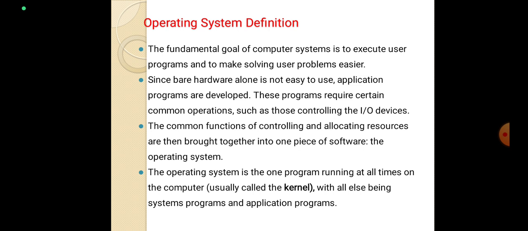The fundamental goal of computer systems is to execute user programs and to make solving the user problems easier. Since bare hardware alone is not easy to use, application programs are developed. The common functions of controlling and allocating resources are then brought together into one piece of software. The OS is the one program running at all times on the computer, known as the kernel.